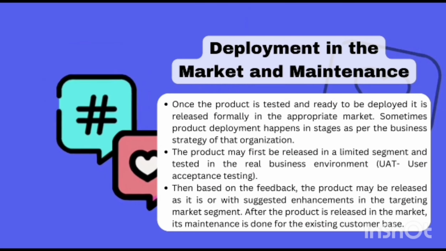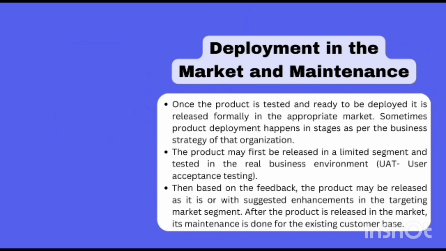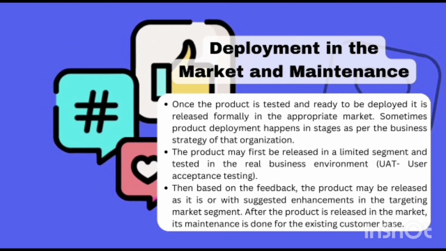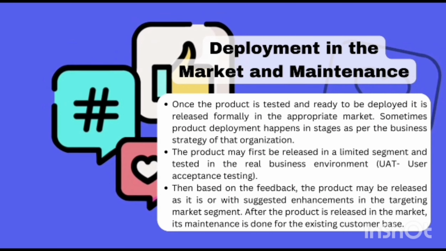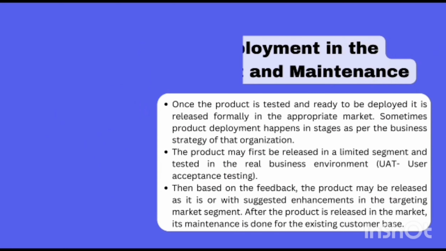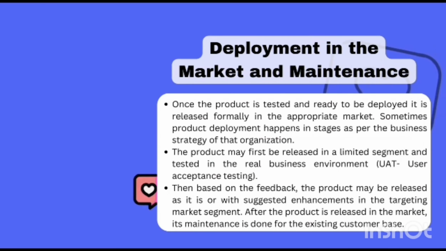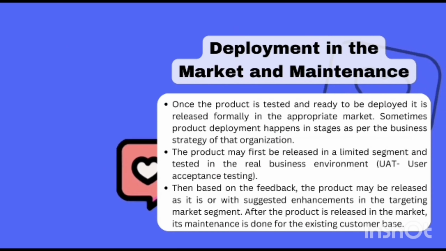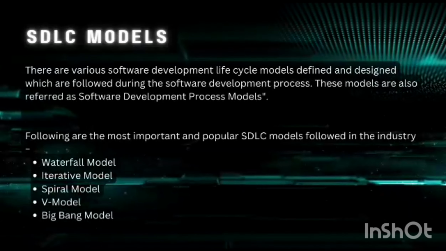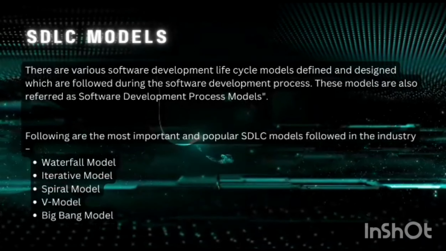The product may first be released in a limited segment and tested in the real business environment (UAT), that is user acceptance testing. Then based on the feedback, the product may be released as it is or with suggested enhancements in the targeting market segment. After the product is released in the market, its maintenance is done for the existing customer base.